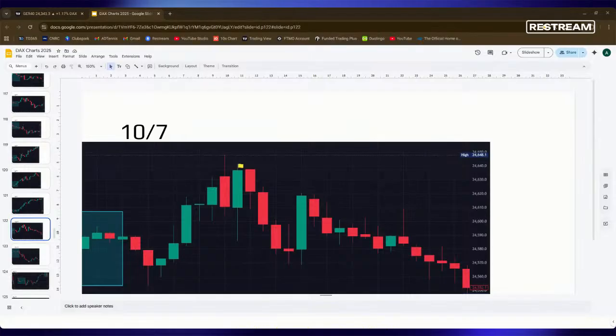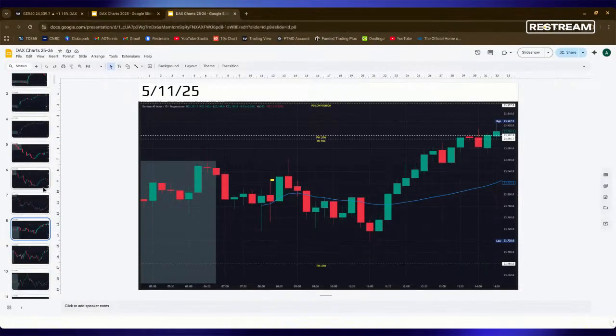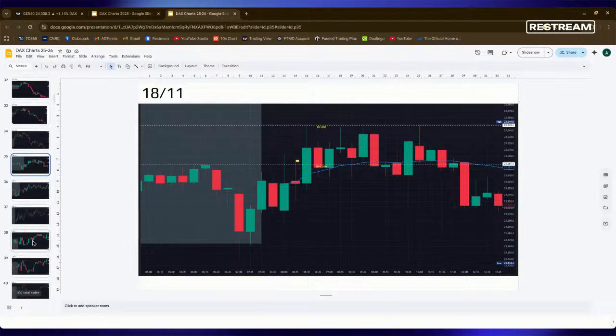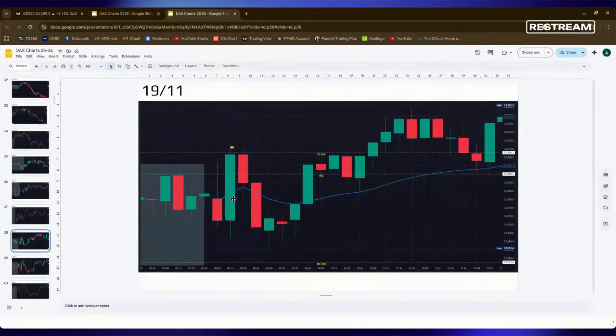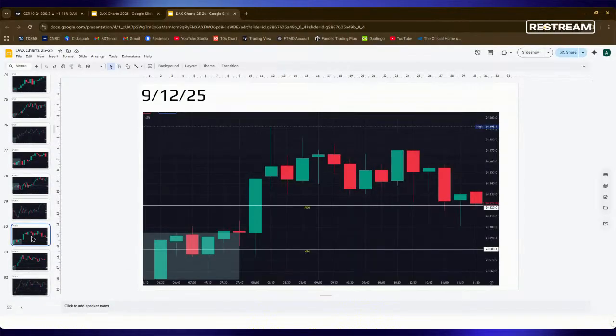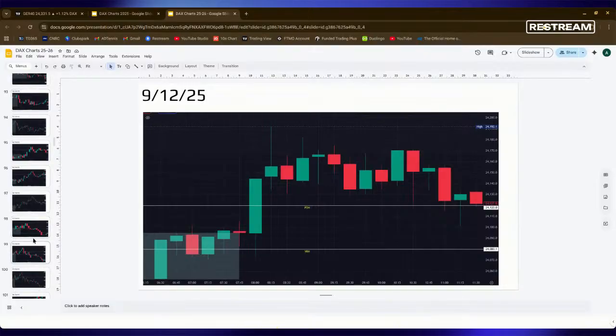And the final 2 examples is the 19th of November. Red bar, green bar. This was a loser on this day. And then the 17th of December.